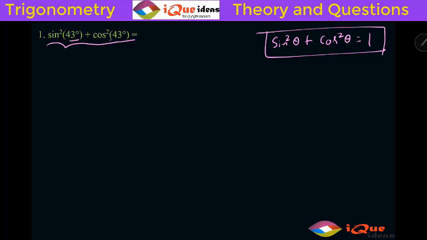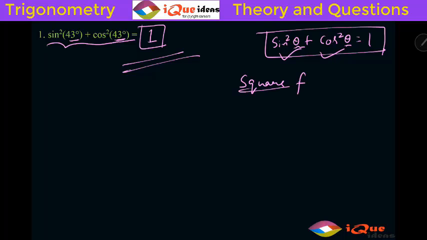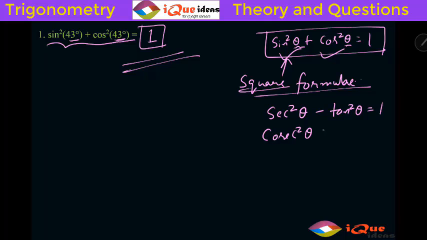This is sine square 43 degree, cos square 43 degree. The only condition is theta angle has to be the same. So this is equal to 1. That's it. So nothing else had to be done in this question. Okay. So only this formula has to be memorized. So if you remember the square formula we have, in which we had done cos square theta plus sine square theta equal to 1. We also had done sec square theta minus tan square theta equal to 1. And we have also done cosec square theta minus cot square theta equal to 1.